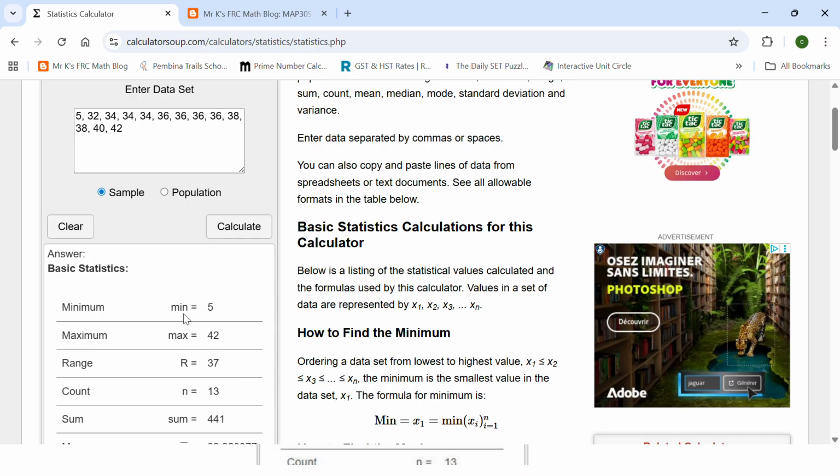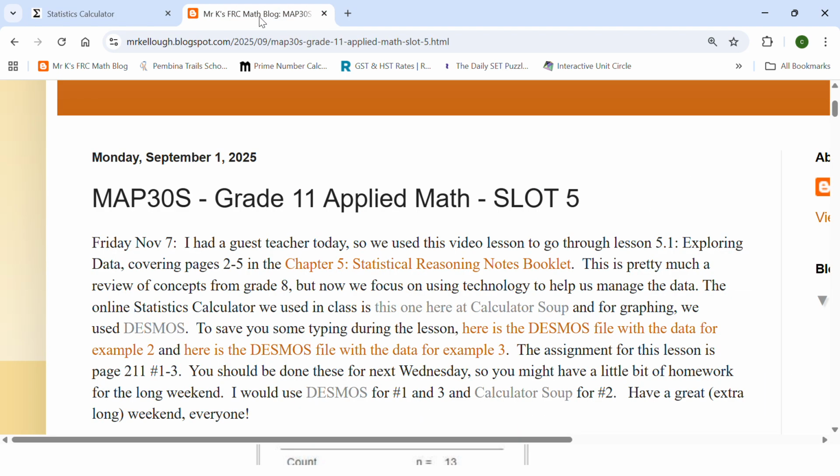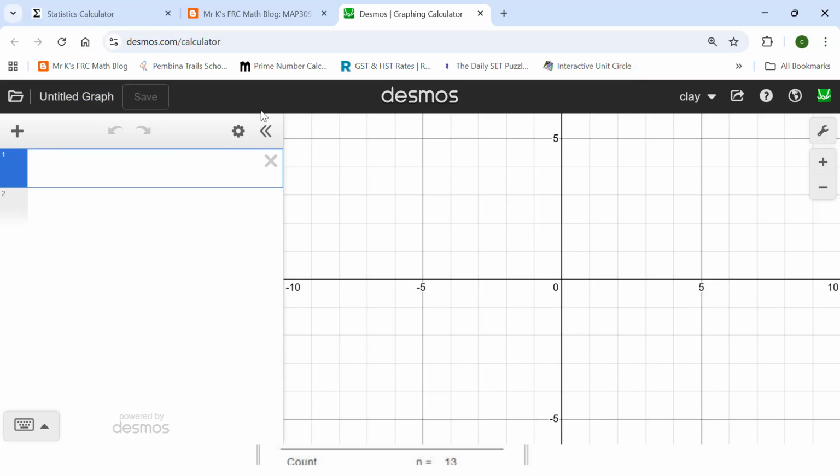No problems. Okay, if you would like to do this on Desmos, you can go back to the blog and open up Desmos. Some of you have already been told to put that on your phone as an app. So Desmos, as you can see, is basically like a grapher, but it still handles data pretty well.